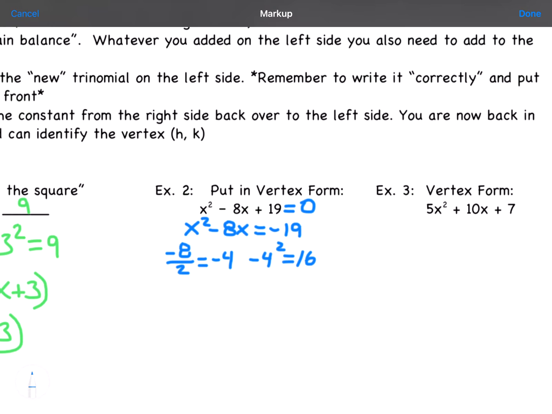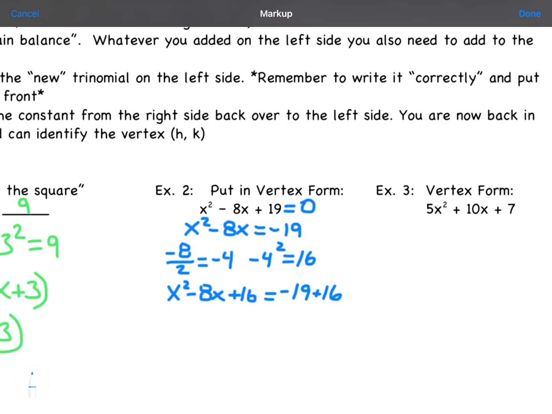Make sure you're very careful if you're using a calculator for this, because if you just typed in negative 4 squared on your graphing calculator, it would probably tell you negative 16. You'd have to put that negative 4 into parentheses and then square the whole thing in order for it to be 16. But we all know that when you multiply a negative by a negative, it ends up positive. So we're going to add 16 to both sides. We have x squared minus 8x, and then we add 16 to the left. Since we added 16 to the left-hand side, we also need to add 16 to the right-hand side.